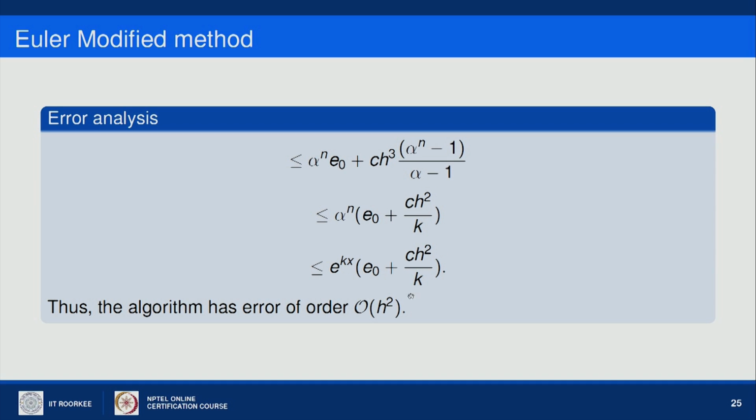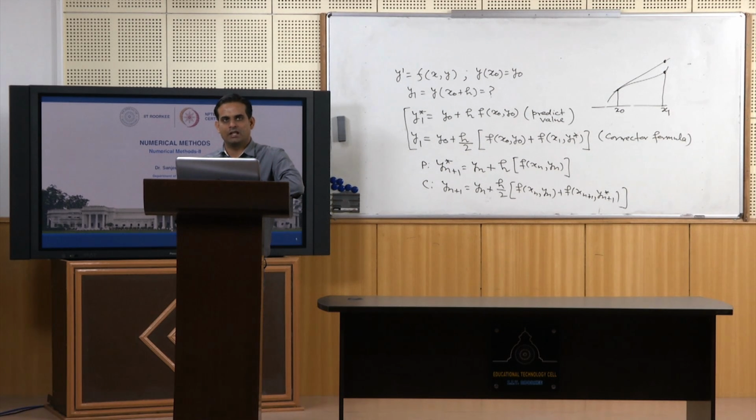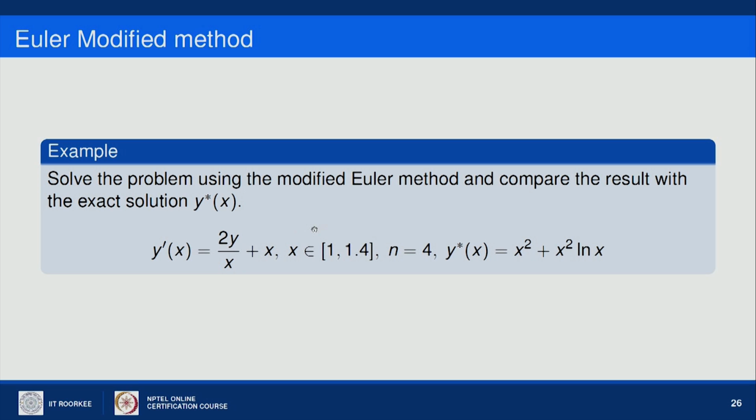And again, like the quadratic Taylor method, here the algorithm has error of order h square, which is again an improvement over the simple Euler's method, that gives error of order h. So, after this we will take one example of Euler's modified method.